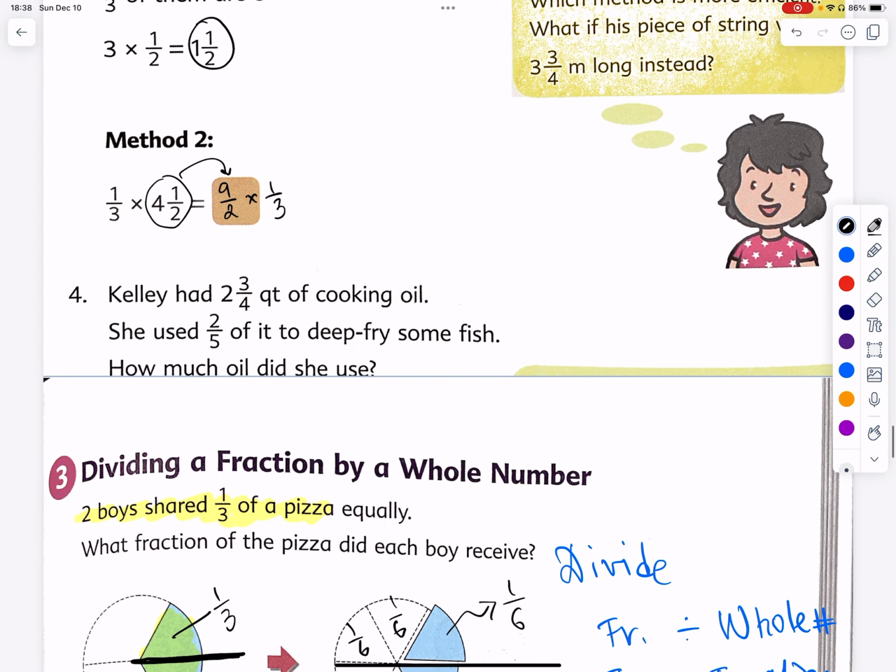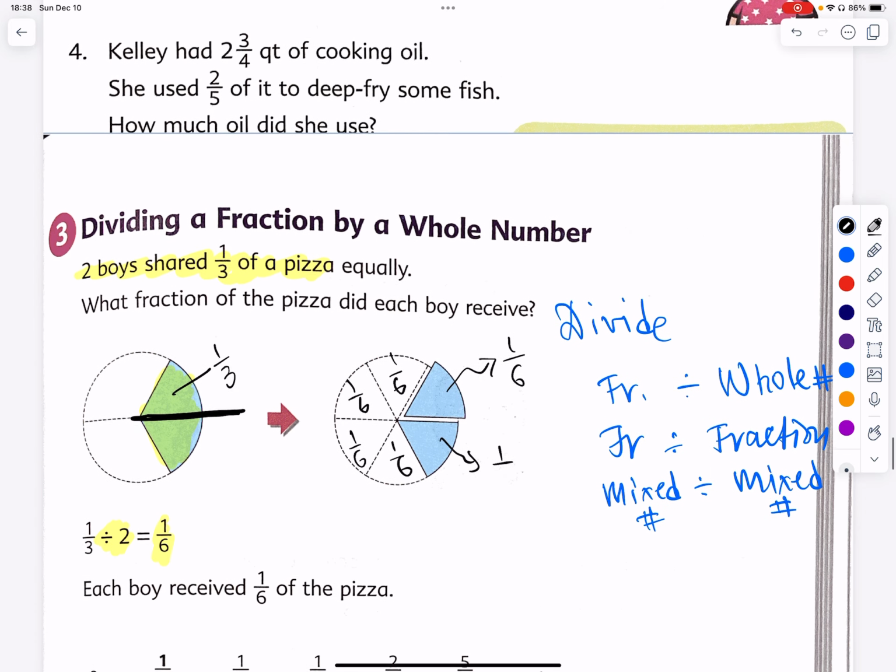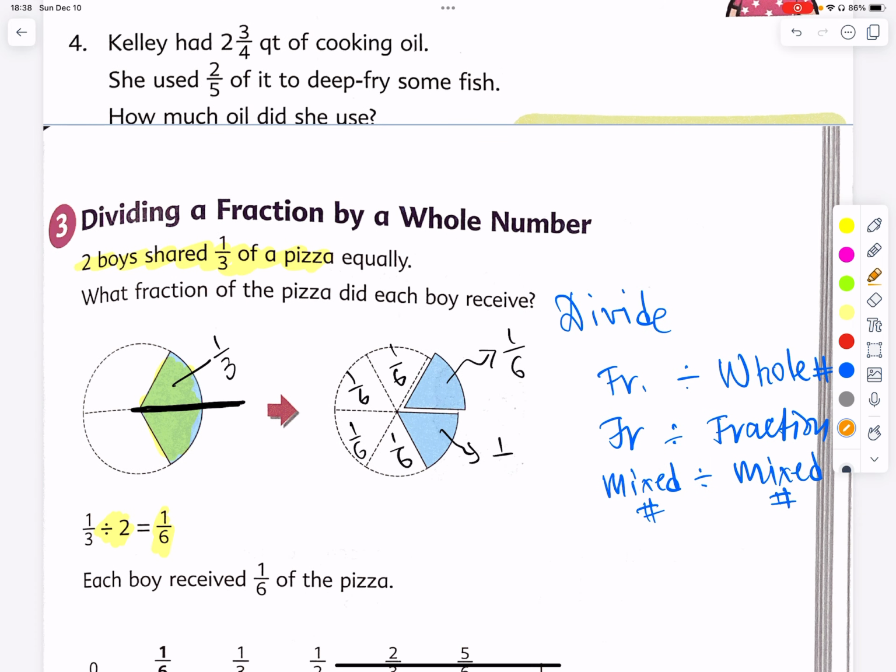My friends, the final problem is Kelly. Let me just say number 4. Kelly had 2 3/4 quarts of cooking oil. She used 2/5 of it to deep fry some fish. How much oil did she use? In order to find 2/5 of a quantity, we simply multiply, right? So we have 2 3/4, and we need to find 2/5 of it.